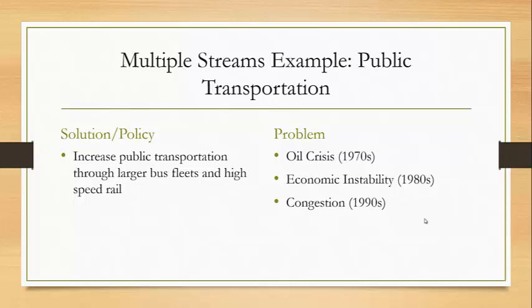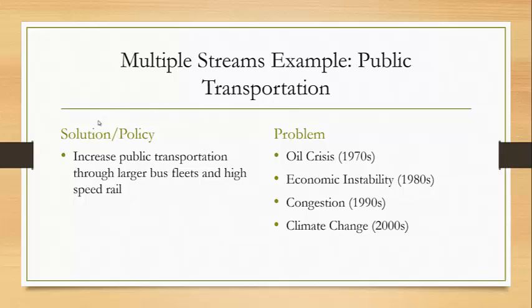Then in the 2000s, climate change becomes a really big issue where we're talking about our carbon emissions, our carbon footprint, and the response to reducing carbon emissions through automobiles is, wait for it, public transportation. And so the argument, according to Kingdon, would be that the solution existed independent of the problem, and that there were people who were going to push that solution regardless of what the problem was, right? They're looking for politically opportune problems that they can make the argument that public transportation is the best solution.